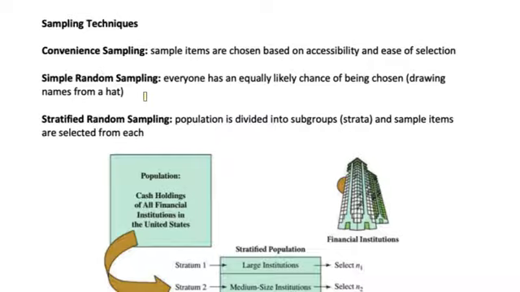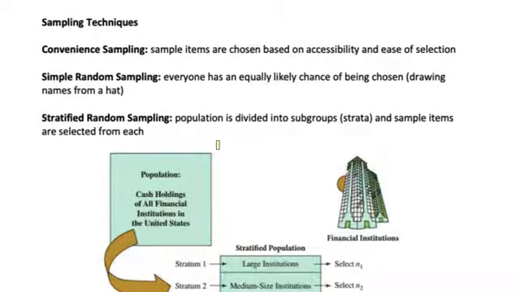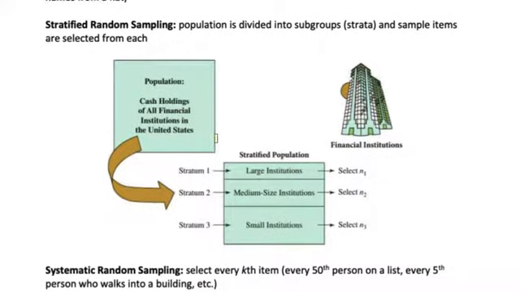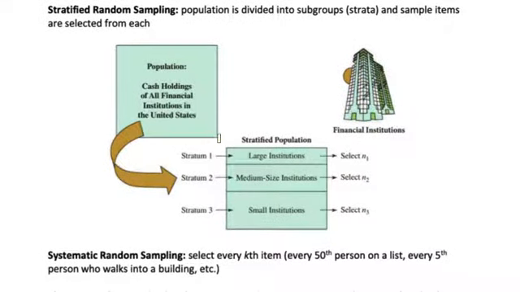So an example of this method would be drawing names from a hat, or you could think of making a numbered list and then randomly choosing numbers, and each number chosen would correspond to a person that you would select for your survey. In stratified random sampling, what we do first is divide the population into subgroups, and these are called strata, and sample items are selected from each subgroup.